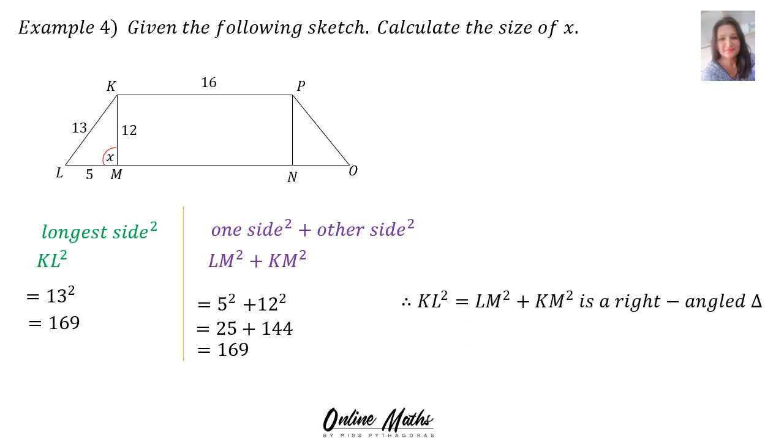So what can you see? You can see that KL squared is equal to LM squared plus KM squared, and that is a right angle triangle. Therefore, x is 90 degrees.